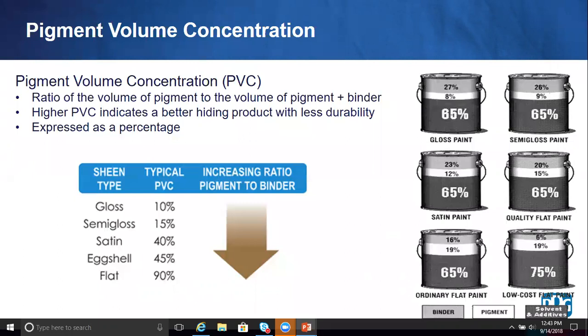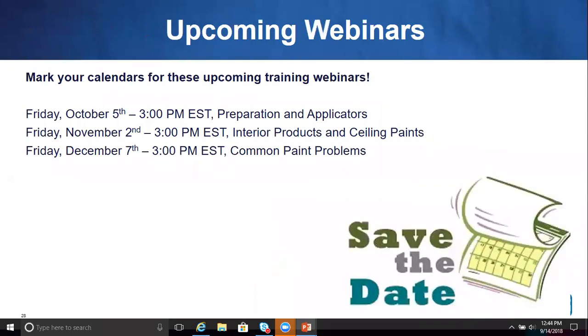But you're not going to have the durability that you would with any of those other products. So basically that is Paint 101. So we're really thankful that everybody was able to be on here.